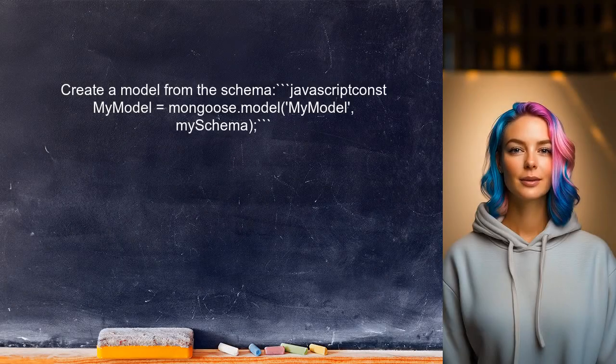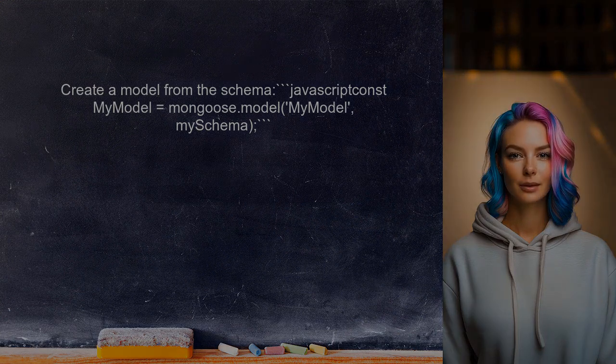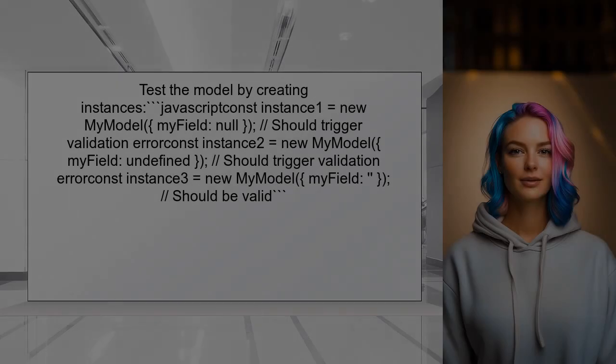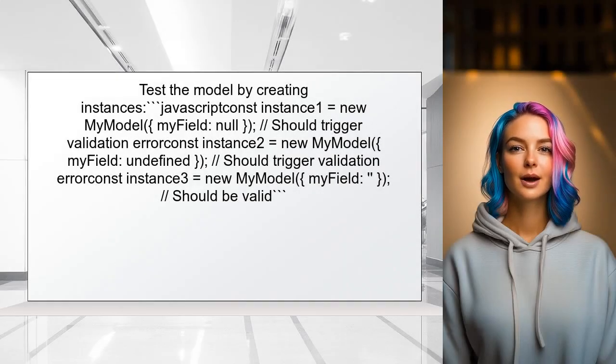Next, the user should create a model from the schema. This allows them to interact with the MongoDB collection using Mongoose methods. Finally, the user can test the model by creating instances of it. They should ensure that null and undefined values trigger validation errors, while empty strings are accepted.